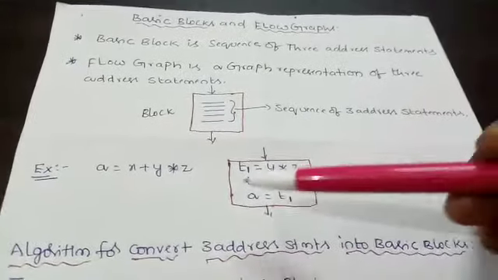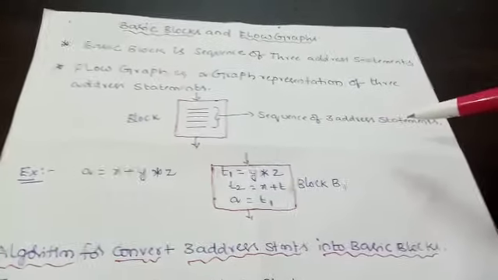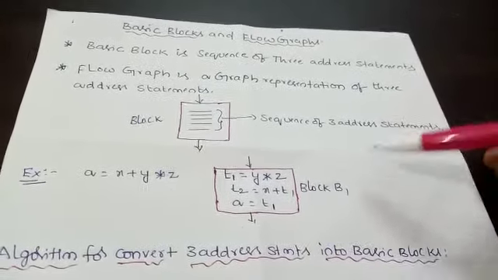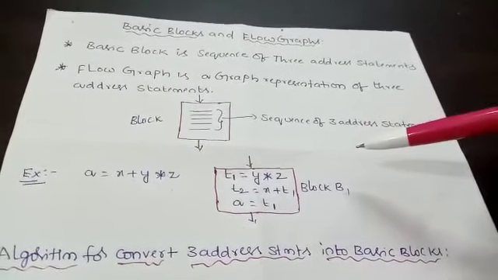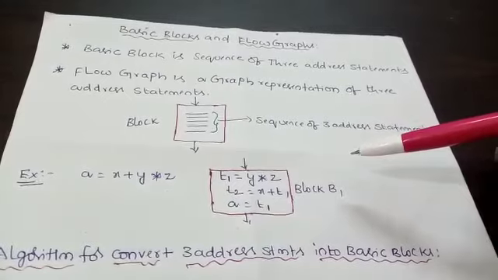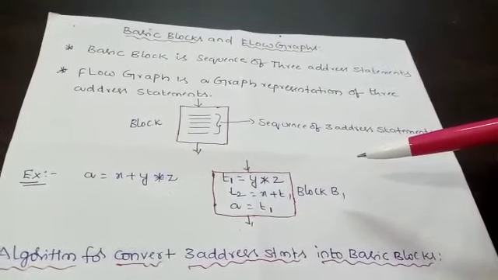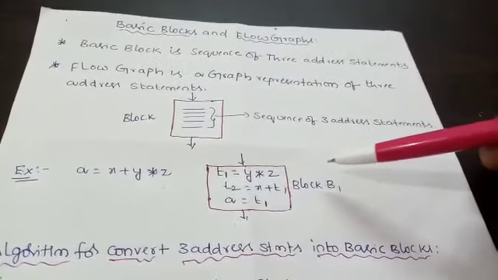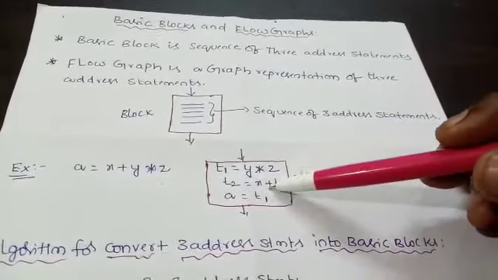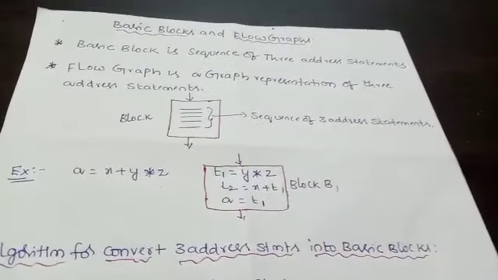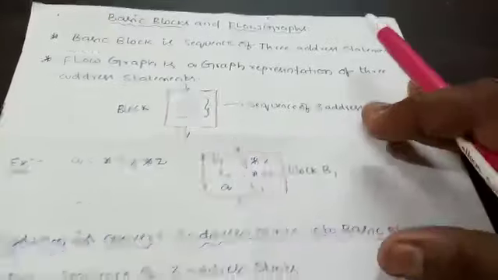See, let us see one example here. Here a equal to x plus y plus z. The three address statements for this example: t1 equal to y star z, t2 equal to x plus t1, and a equal to t2. These three statements can be in a single basic block. This is a three address statement, this is a three address statement, and this is a three address statement. They can be in one block, that is block B1.